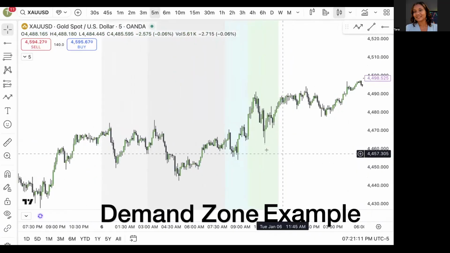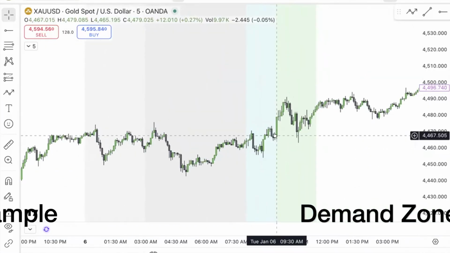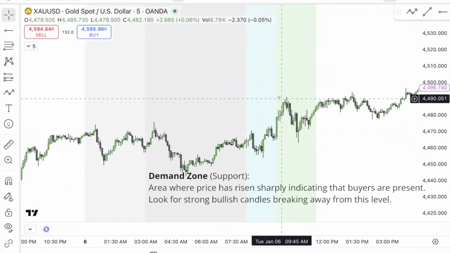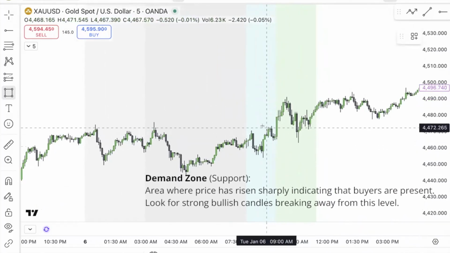Okay, and here we are in the 5-minute time frame. The 9:30 New York Open, price pushed away pretty aggressively here, so we can go ahead and mark our demand zone.